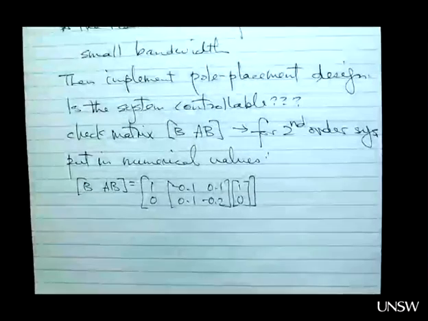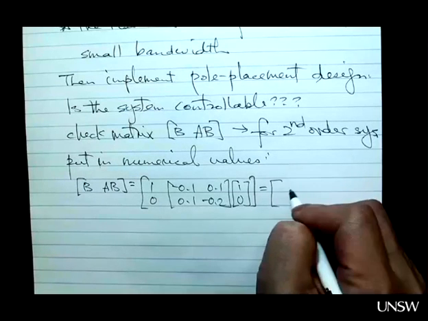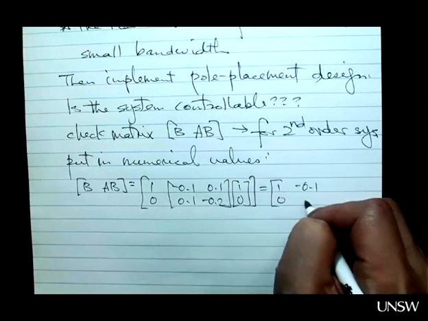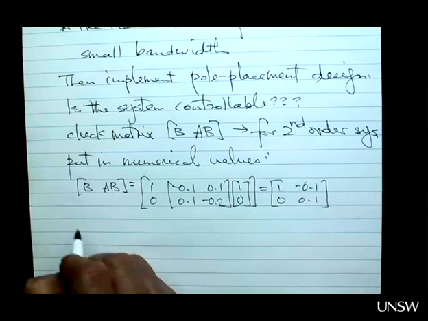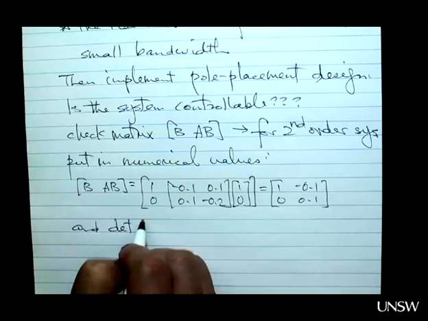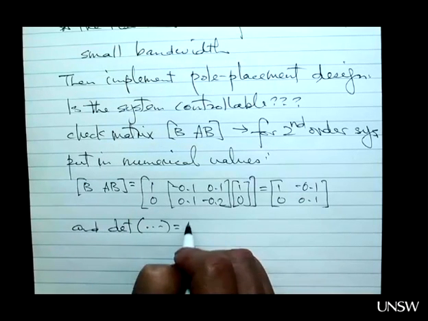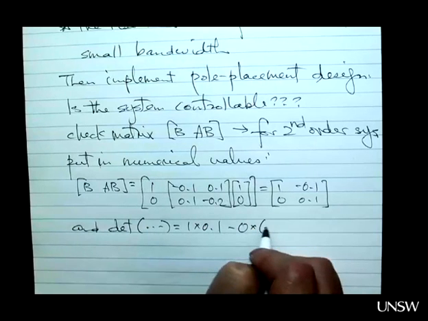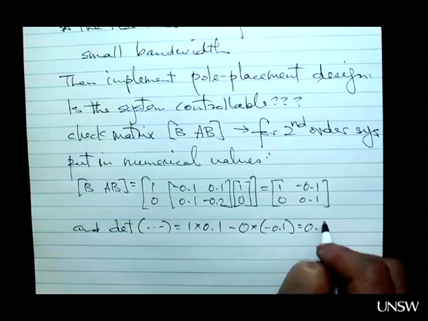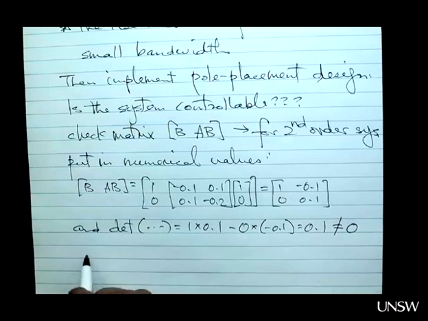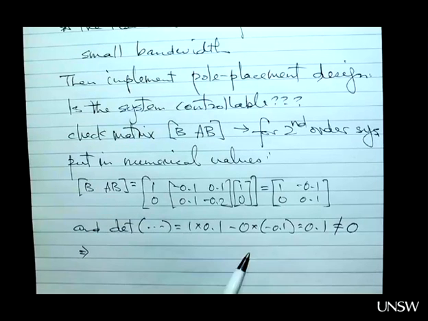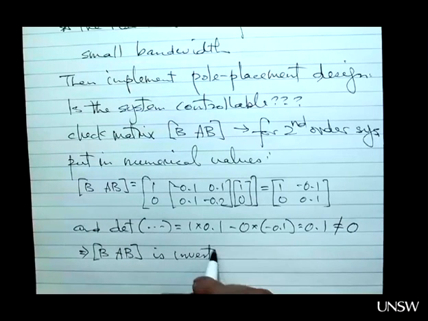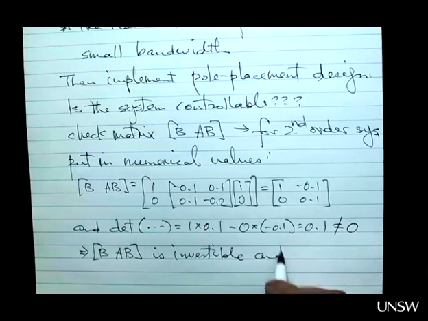So if we do it carefully, we have this. And then the determinant is 1 times 0.1 minus 0 times 0.01. 0.1, it is not 0. So it means that B AB is invertible, and the feedback gain can be found.